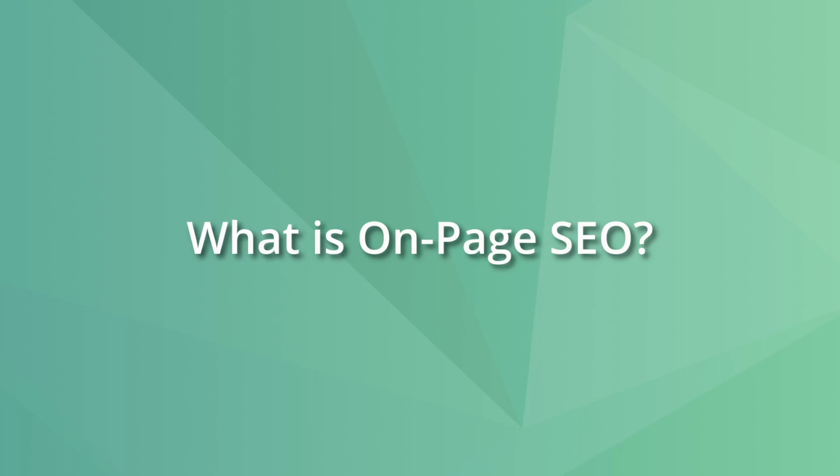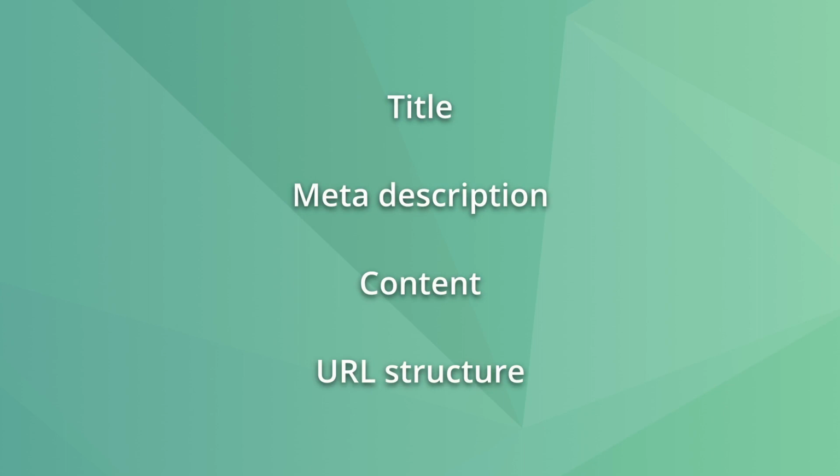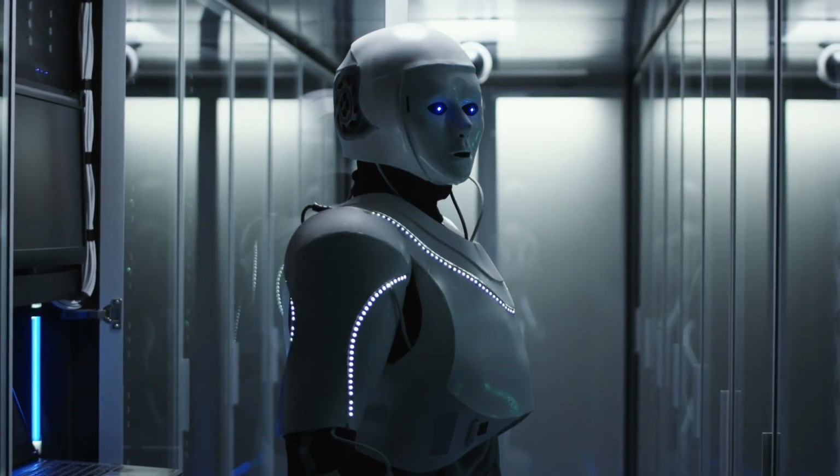What is on-page SEO? On-page SEO refers to the practice of optimizing pages to rank higher and attract more traffic from search engines like Google. Generally, this involves optimizing elements like the title, meta description, content, and URL structure, among other factors. Basically, the goal is to improve any element on the page to make it more relevant and appealing to users and search engine bots. In this video, I will show you how to improve your on-page SEO by focusing on 5 key areas.